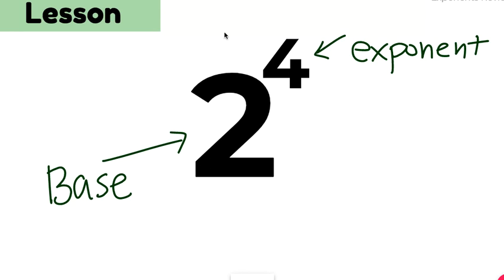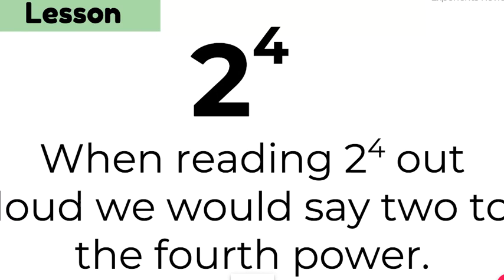So again, we have a number that looks like this. It has the large base number, 2, with this little smaller number as our exponent. If we look at this number, we wouldn't read this as 2 little 4. There's a very specific way that we read these numbers. In reading this out loud, we would say 2 to the 4th power, or 2 to the power of 4. Either would be acceptable. So you read the base number to the power of the exponent.